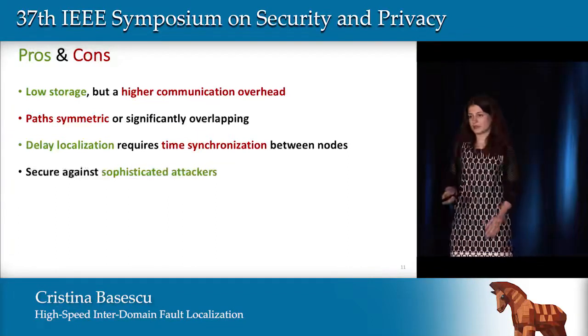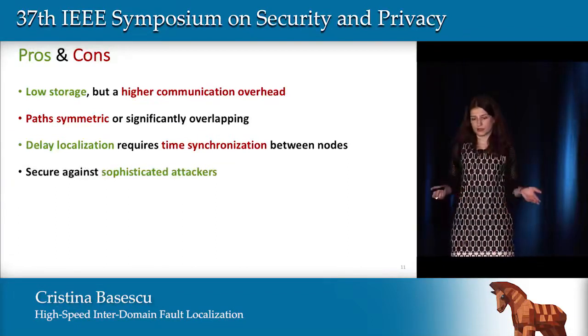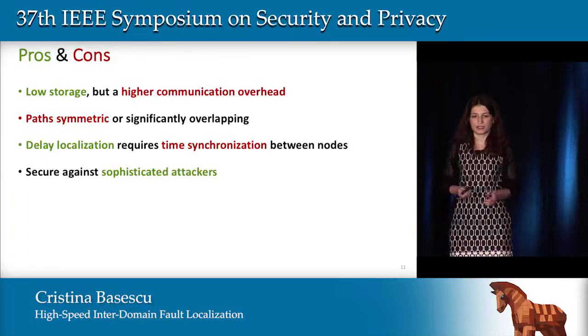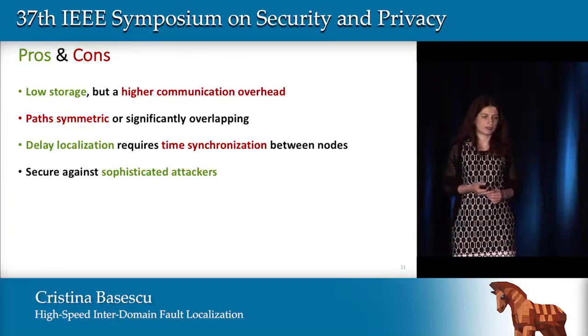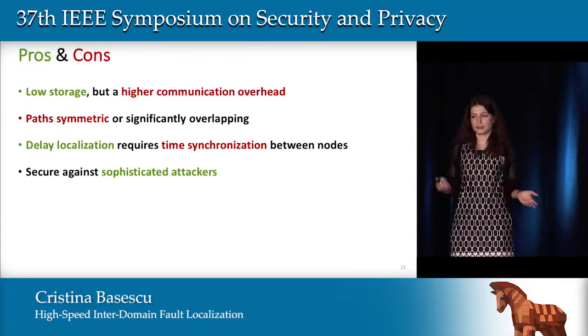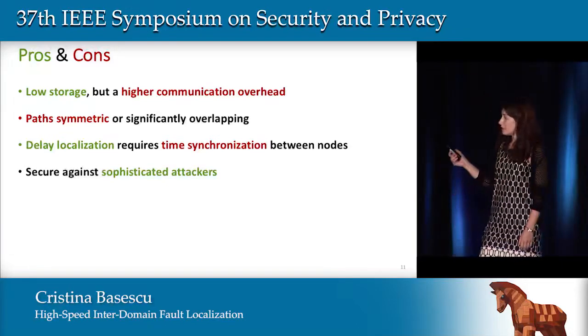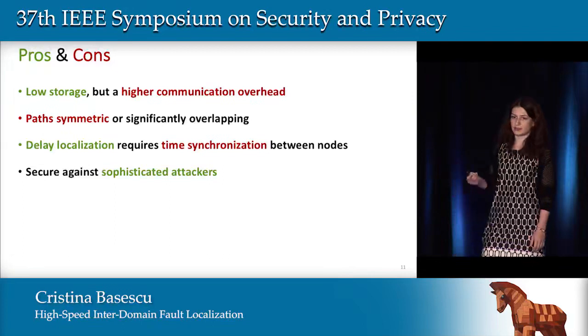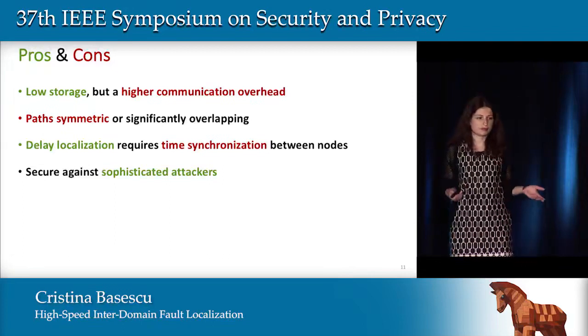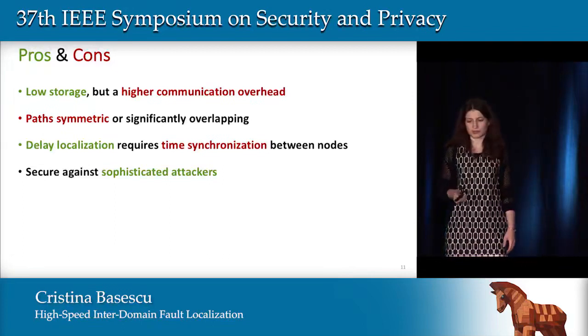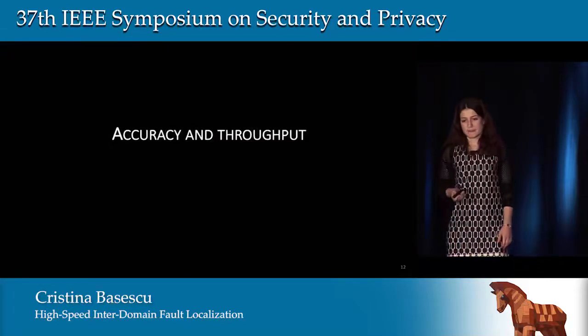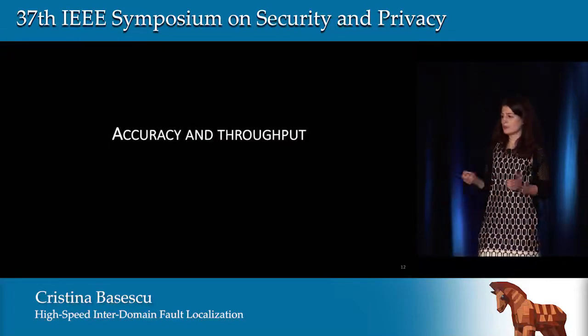We also require paths to be symmetric or significantly overlapping. And for delay localization, we require time synchronization. This is also what previous schemes required. And as I said, we are secure against sophisticated attackers. Please refer to the paper or feel free to ask questions. Now let's see how FaultPrints performs.